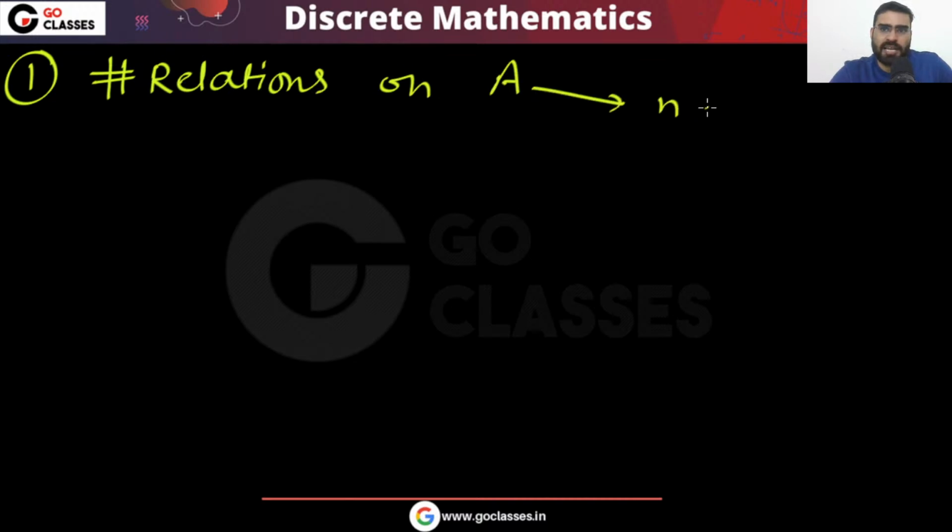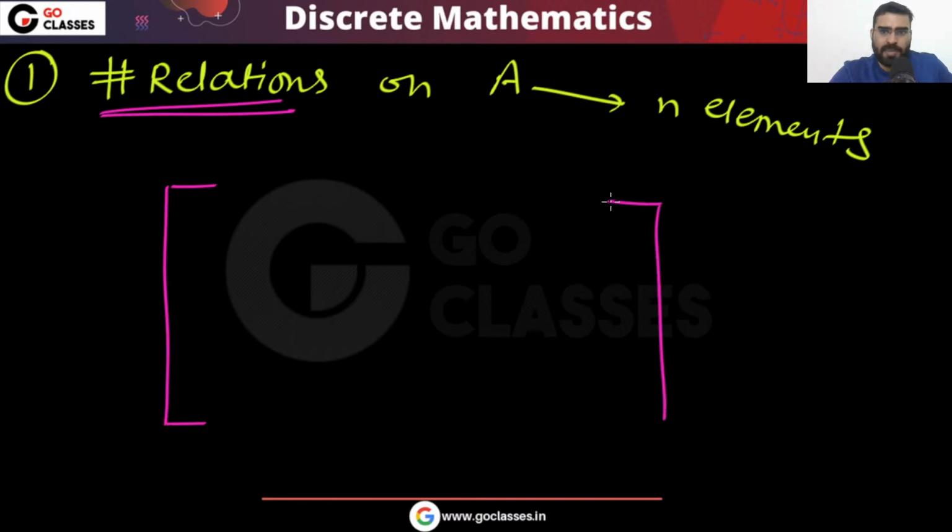Let's assume A has n elements. So the number of relations on A, how will you calculate this? Just use the matrix representation. We want to find the number of relations on A. So first of all, you use the matrix representation. In this A you have a total of n elements.